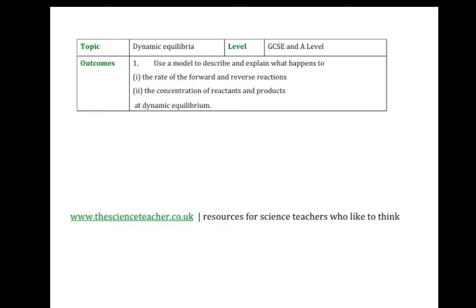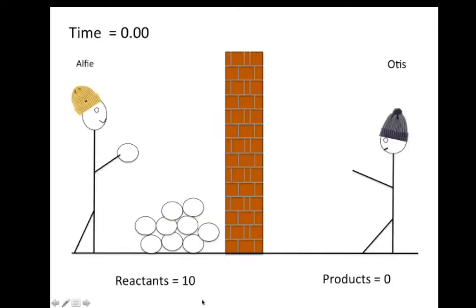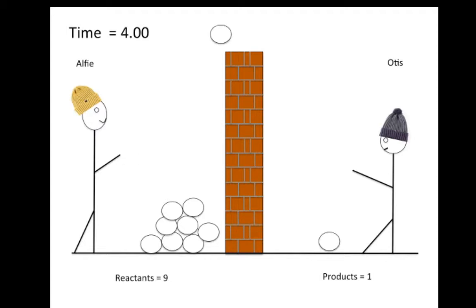Another model of this uses a snowball fight, and you can find the original on this website here. So we've got Alfie and Otis that are having a snowball fight, but at the beginning Alfie's got all the snowballs and he starts chucking them at Otis. And you can see he's chucking 1, 2, 3 snowballs at Otis before Otis decides to start chucking them back again. So then Alfie chucks one at Otis and Otis chucks one at Alfie, and then they pick up another one and they keep chucking them at each other.